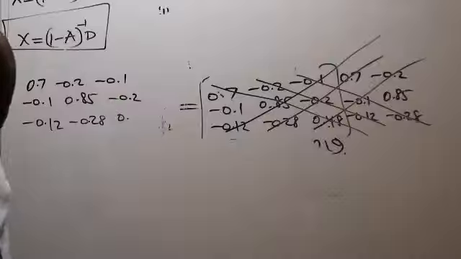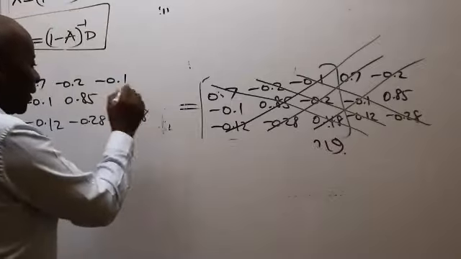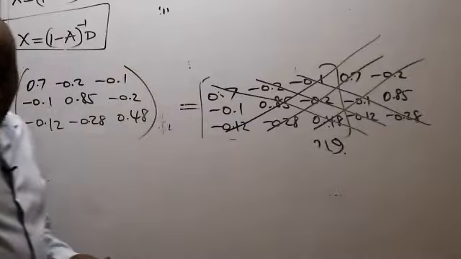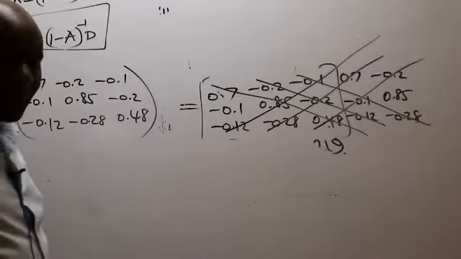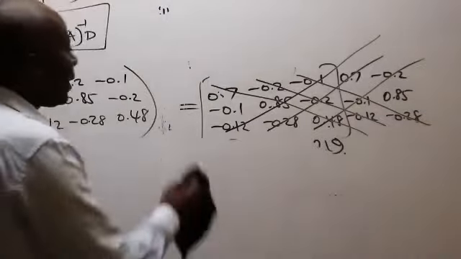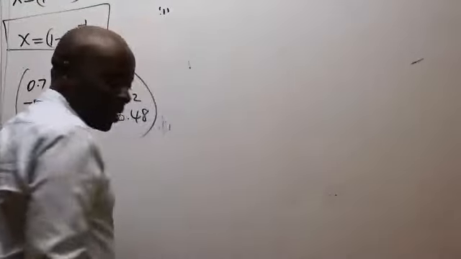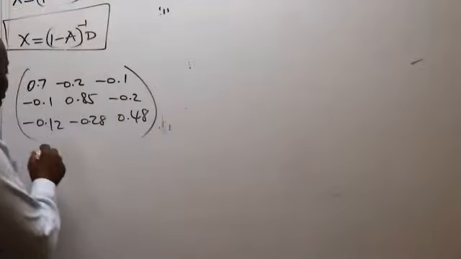What here? 0. The last one is 0.48. So this is the matrix whose minors I want. I want the minor elements of this. So could you kindly go ahead and give me the minor?